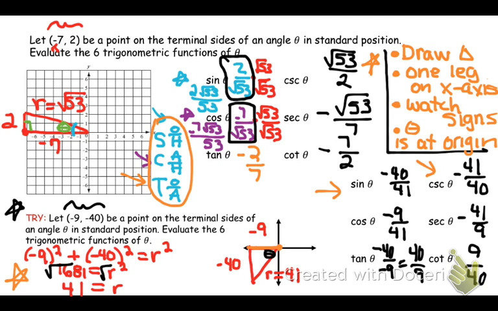So in the next section, so here we were given the ordered pair and asked to find the 6 trigonometric functions. In the next section, we're going to be asked to find the 6 trigonometric functions, but we are going to be given the theta.